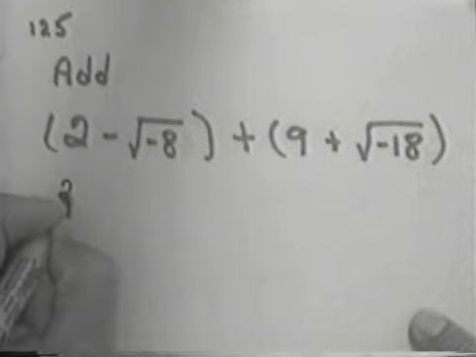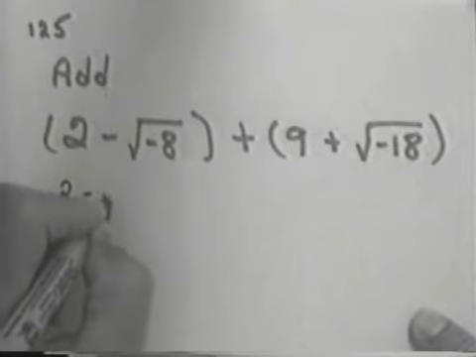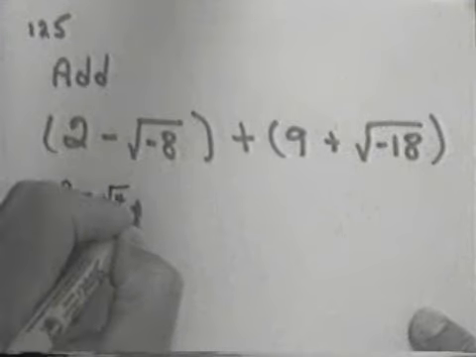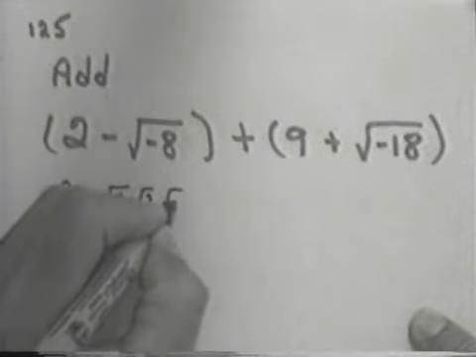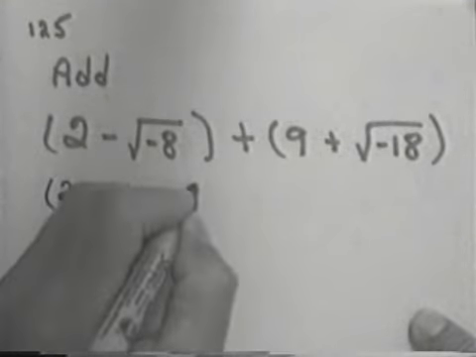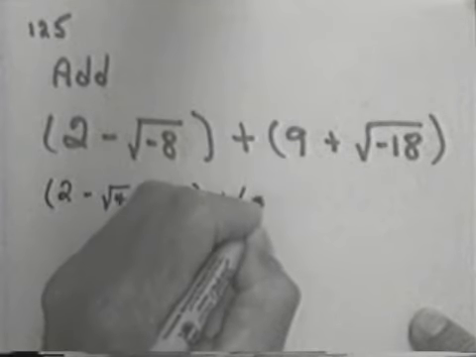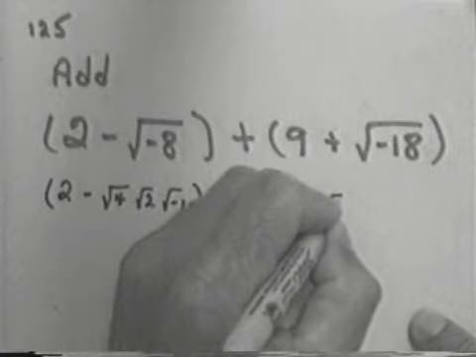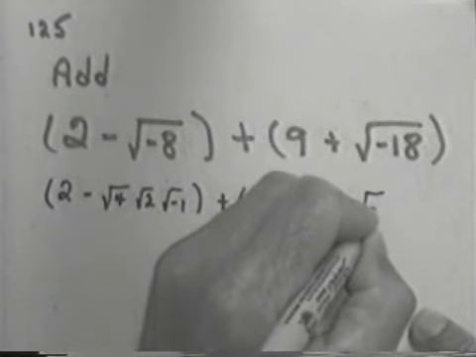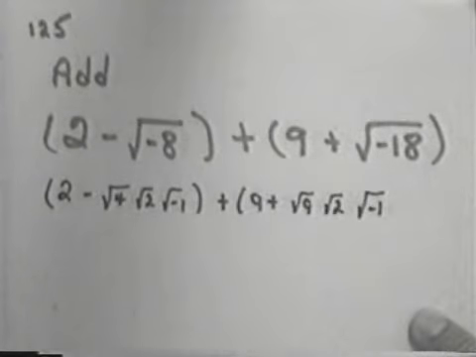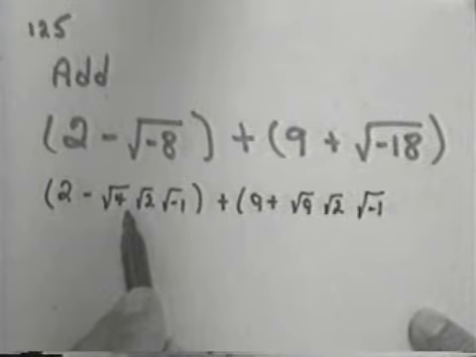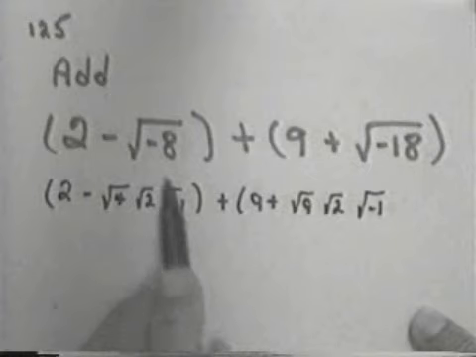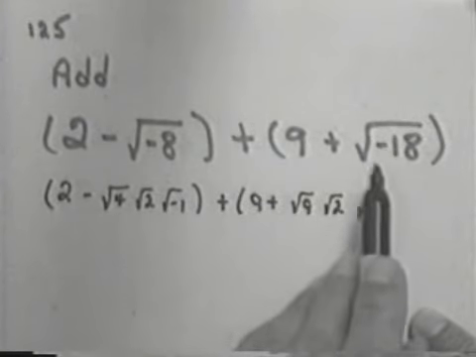I can rewrite this as 2 minus the square root of 4 times the square root of 2 times the square root of -1 plus 9 plus the square root of 9 times the square root of 2 times the square root of -1. Now notice 8 is the same as 4 times 2. 4 is a perfect square. 2 is what's left. And you have your -1 because we've got the -8.